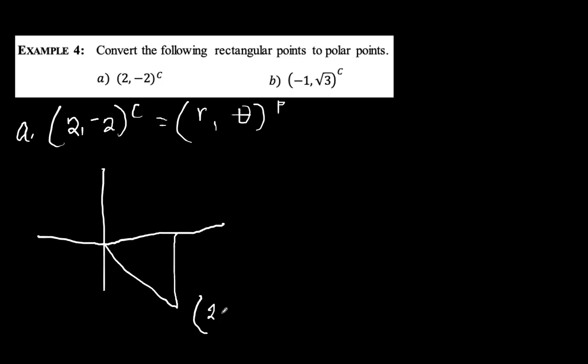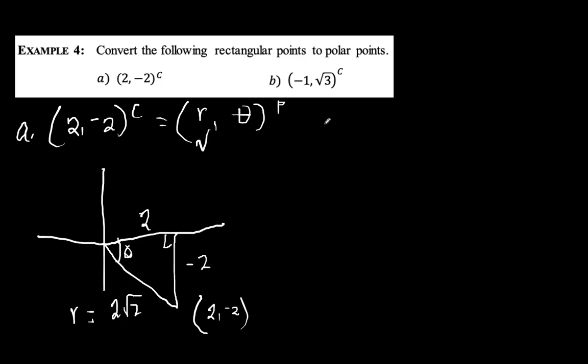So this is 2, negative 2. So this is negative 2, and this is 2. Therefore, this is 2 square root of 2, and this is our theta here. We easily identified the radius, which is 2 square root of 2. All right, we already identified this. And the remaining part is the theta.